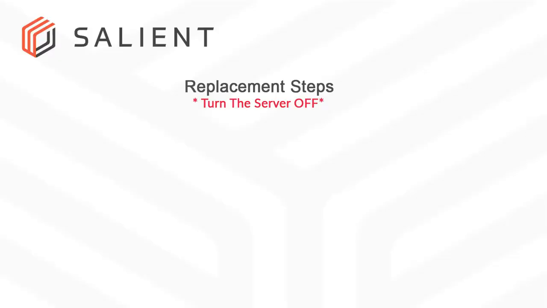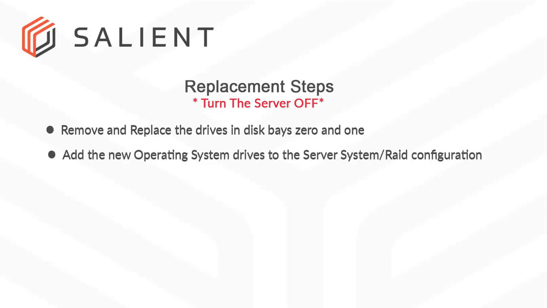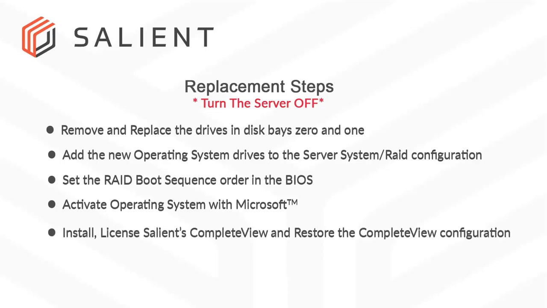As we proceed through the video, the following steps will be identified. You should follow these steps when you receive the new OS drives. First, replace the failed operating system drives in hard drive bays 0 and 1. Second, add the new operating system drives to the server's RAID configuration. Third, enable the new RAID boot sequence in the BIOS. Fourth, activate and license the new Windows operating system. And fifth, install and license CompleteView.